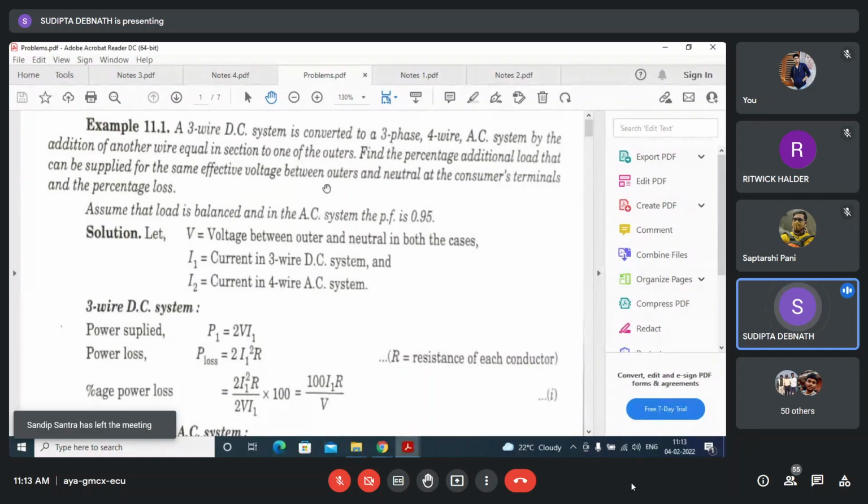So in the DC three-wire system, power is twice V into I1.